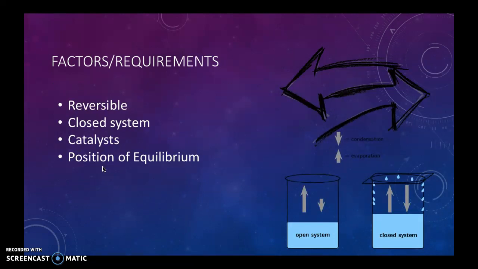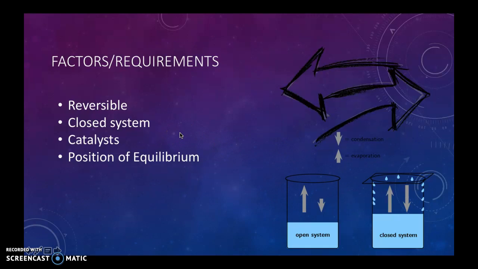So factors and requirements. It has to be a reversible reaction, or else it will not take place. And it also has to be a closed system, because in an open system, particles will just disappear. As we can see here, when water evaporates, it will just disappear into the atmosphere. But in a closed system, water would evaporate but still be in the system, and it will then condense into the same system. And because of this, at some point, it would evaporate and condense at the same time, only because it's a closed system. It's not a reaction, it's a physical change.